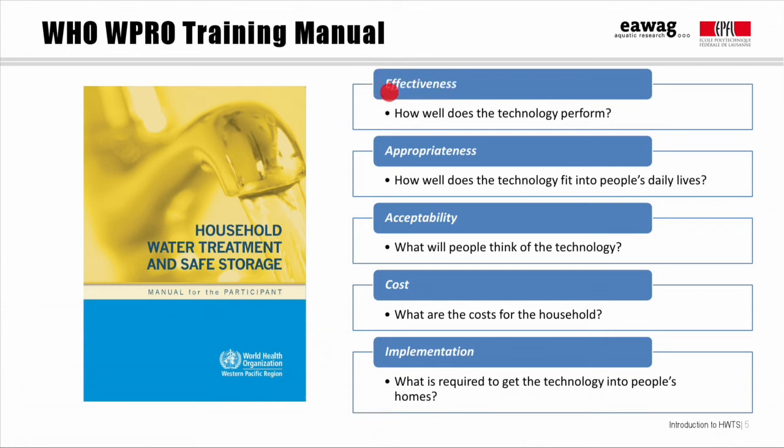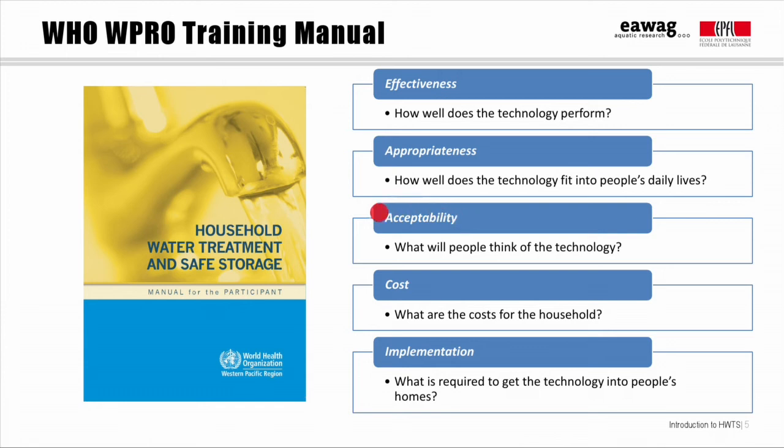First, effectiveness. How effective are the different HWTS options for the water to be treated in the given context? Next, appropriateness. These are also contextual factors related to the conditions and desires of the target populations. Things like local availability and supply chains, the amount of time required for treatment, requirements for operation and maintenance, and the lifetime of the option.